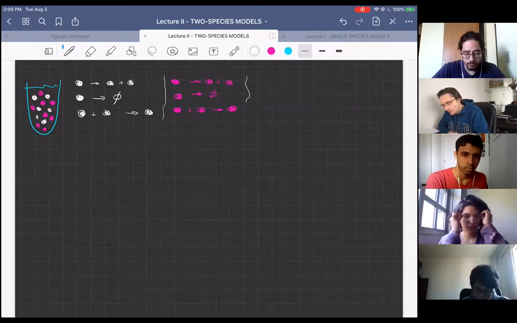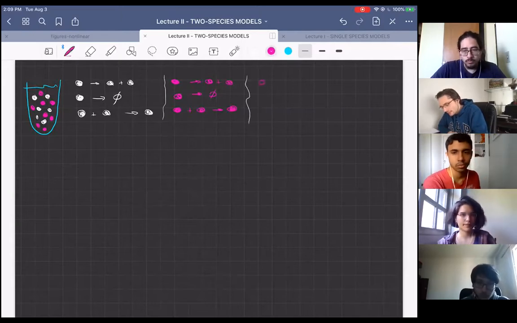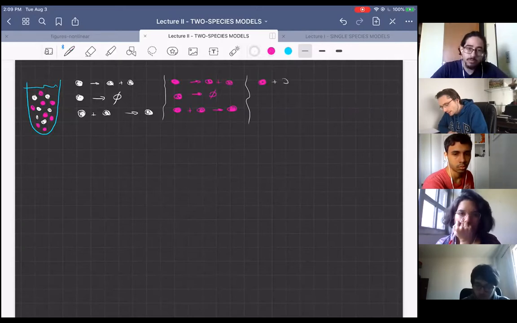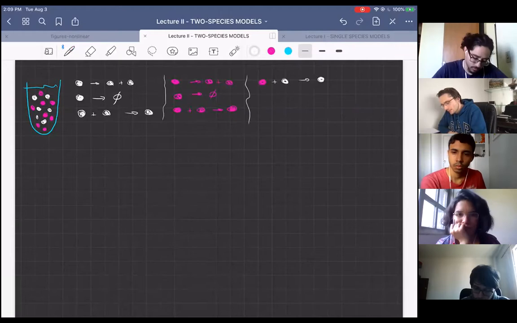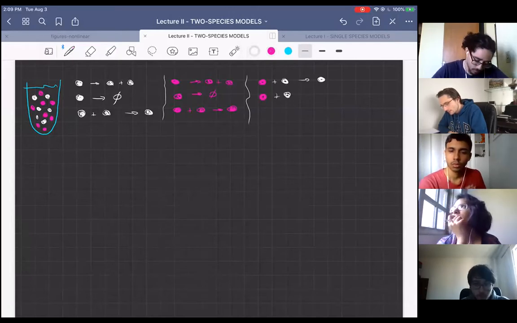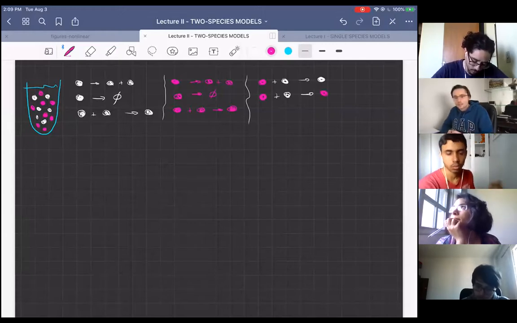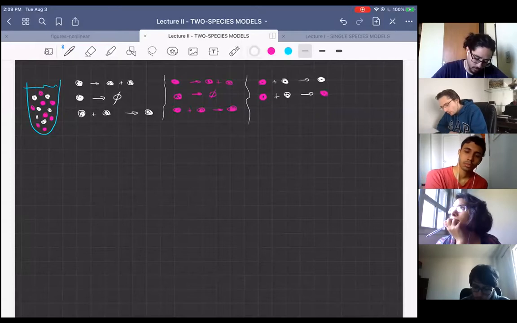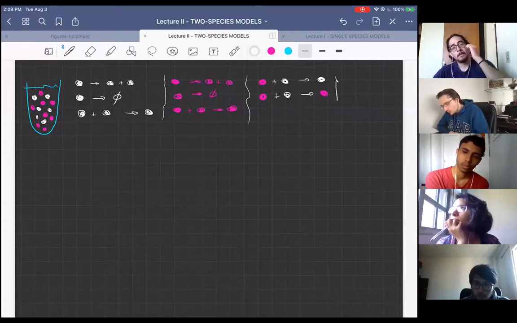So what we have now is that a pink cell may encounter a white cell, and this may lead to the elimination of a pink cell. And in the same way, we may have that a pink cell encounters a white cell, and this results in the elimination of the white cell. So this is a different form of competition, different to the one that we saw yesterday.